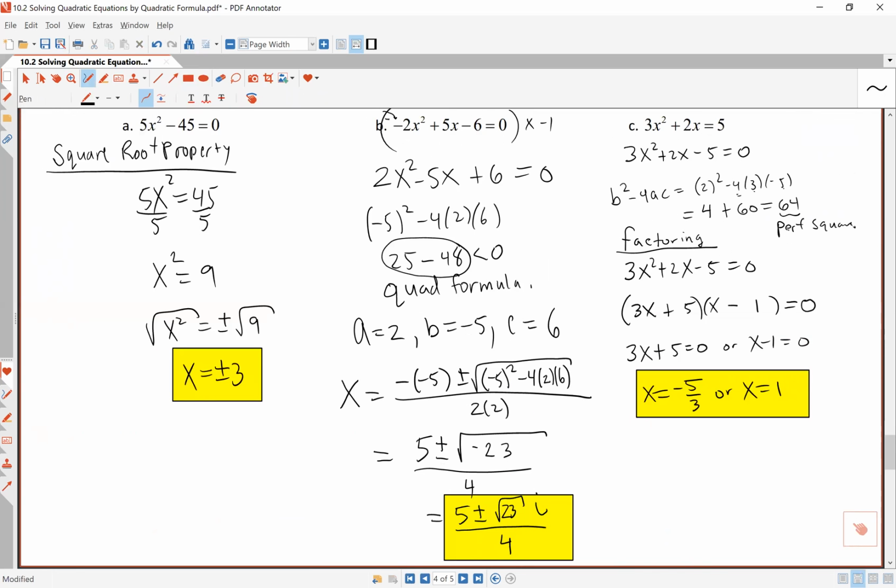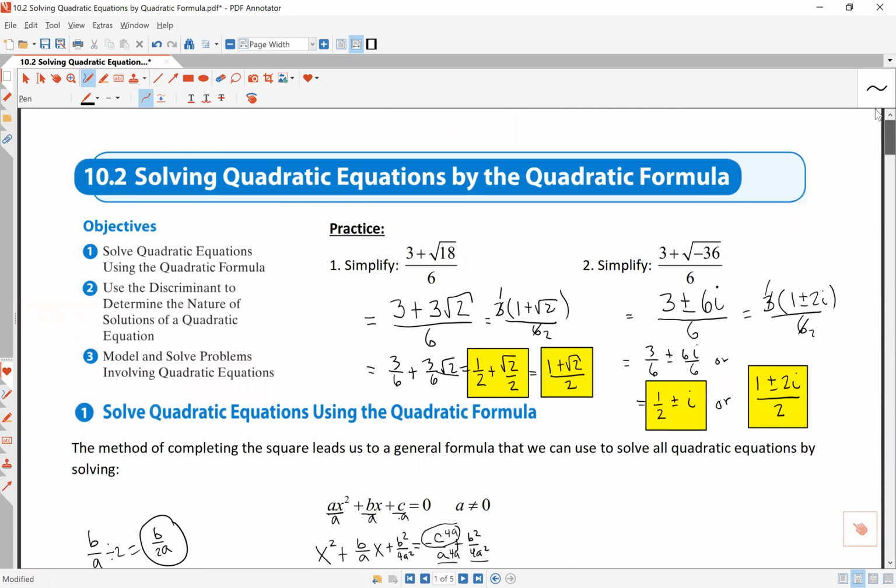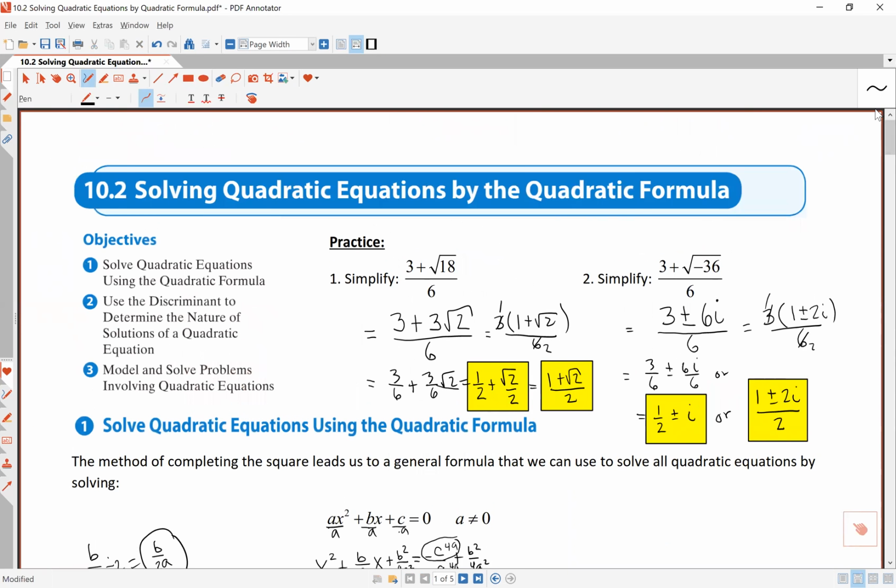And this concludes the video for section 10.2, solving quadratic equations by the quadratic formula. Objective 2, use the discriminant to determine the nature of solutions of a quadratic equation.